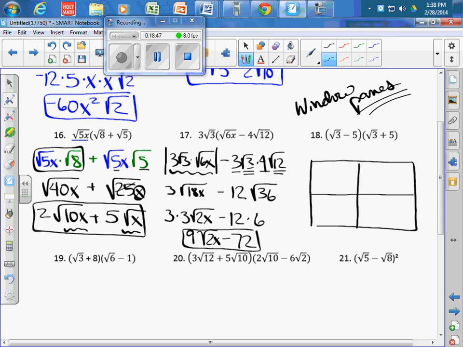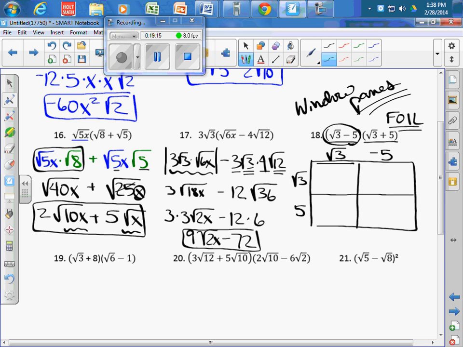Because what I have here is a binomial times a binomial. There are 2 terms in the first, 2 terms in the second. A lot of you might be using FOIL, but I'm going to write radical 3 here and then negative 5 here. I'm taking this first binomial, radical 3 minus 5. And then the second, radical 3 and positive 5.